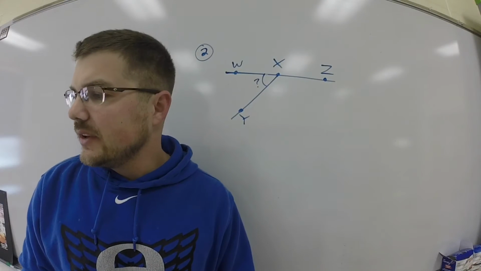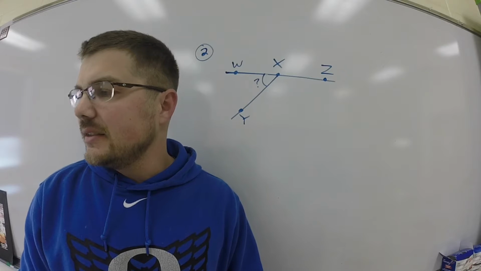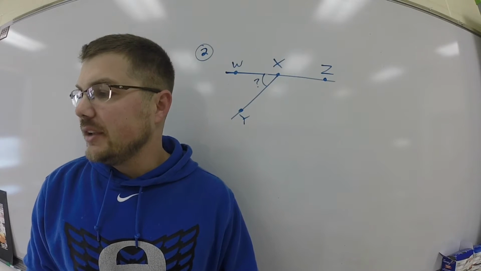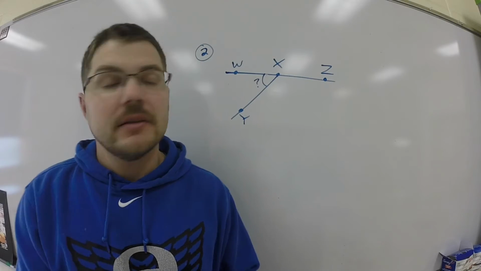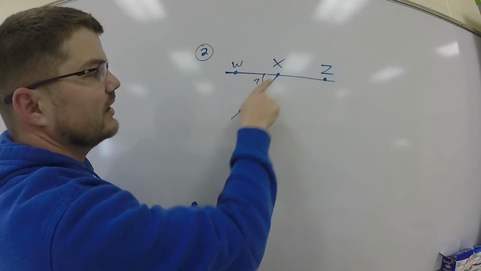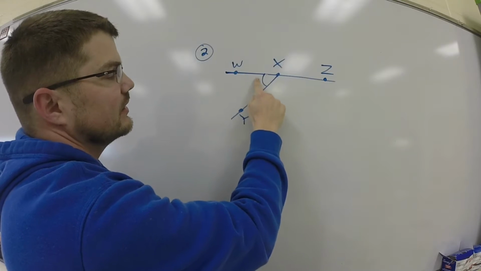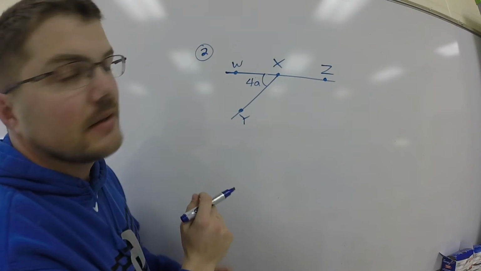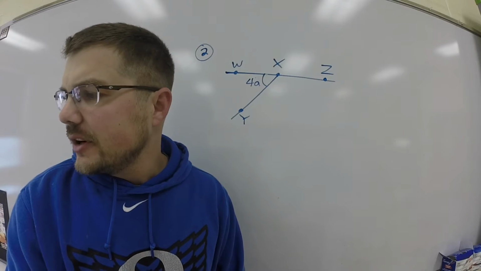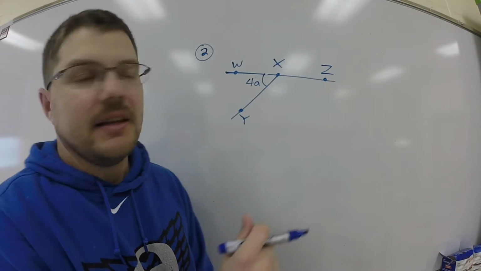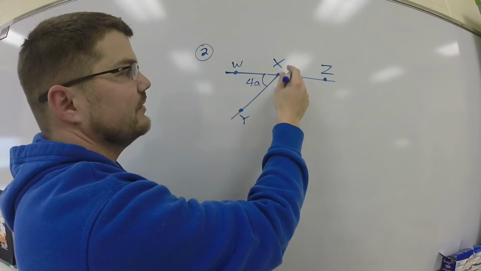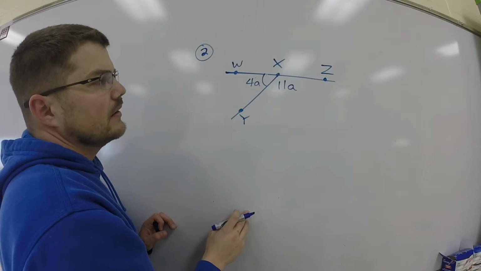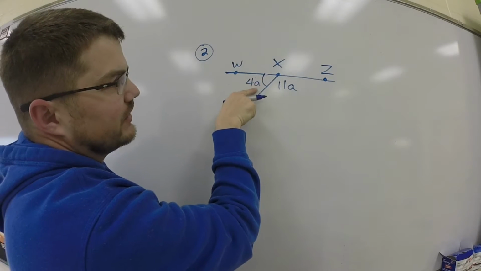Okay, number 2, it tells us that W, X, and Z are collinear. The measure of angle WXY is 4A. So let's do that. Angle WXY is 4A. And the measure of angle YXZ is 11A. Okay? And the question wants to know the measure of this angle.